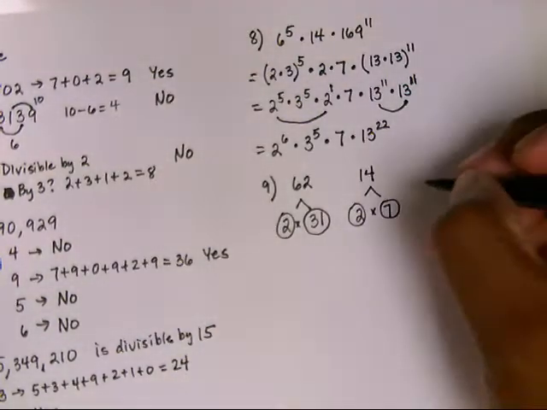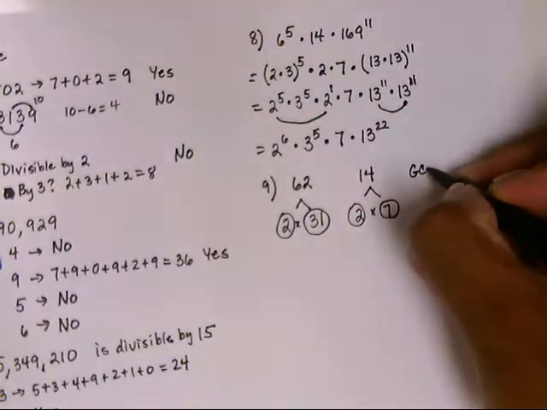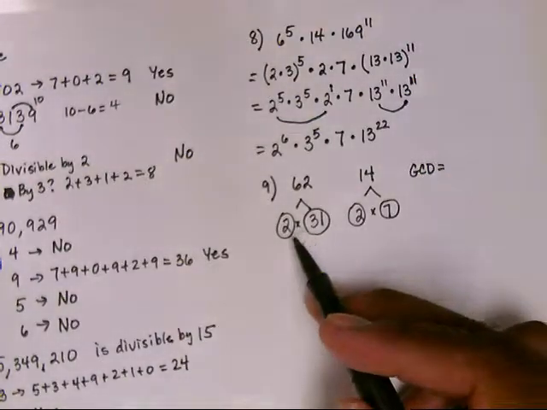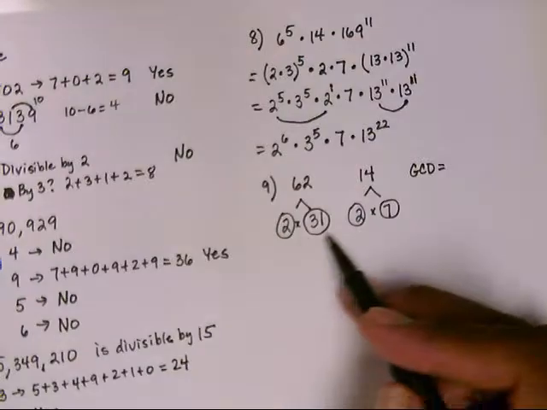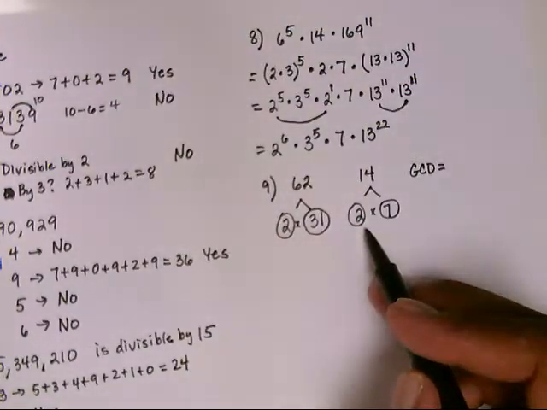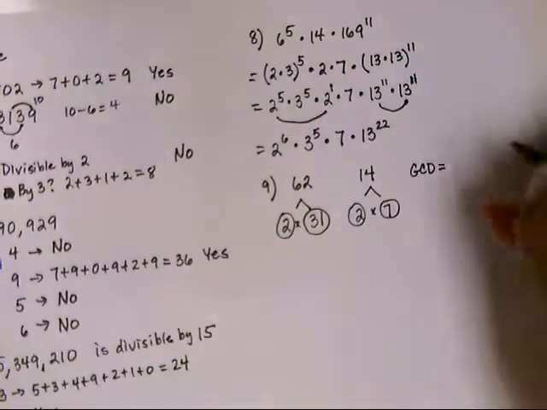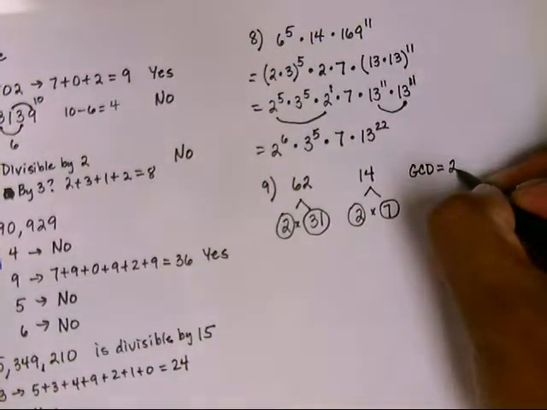Now, from this we can find the GCD. The GCD is the common factor that's in both of these numbers here. The common factor that's in both is only the 2. So that GCD is 2.